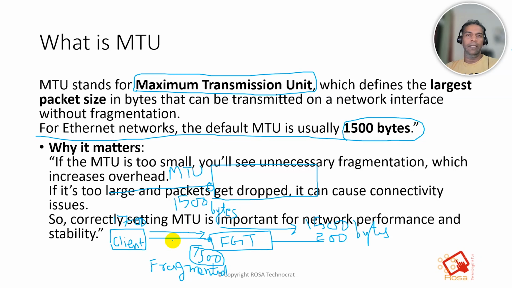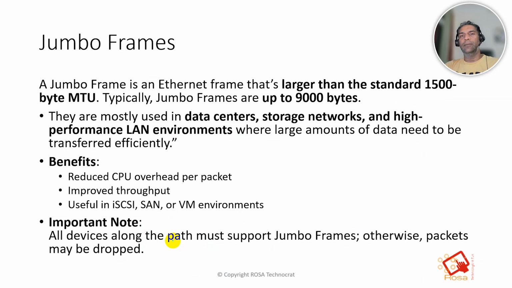That varies depending on the requirement, as I discussed. When the demand increases, or when the requirement is there based on your applications, then jumbo frames come into the picture. What is a jumbo frame? Any Ethernet frame that's larger than the standard 1500 bytes. Typically, jumbo frames are up to 9000 bytes.